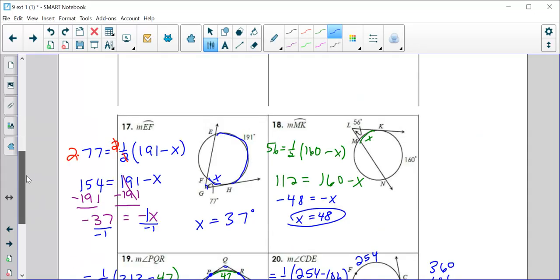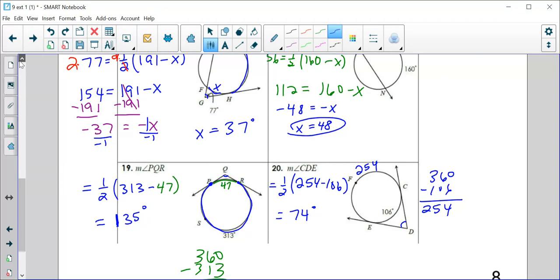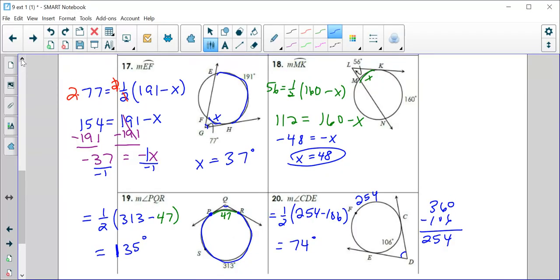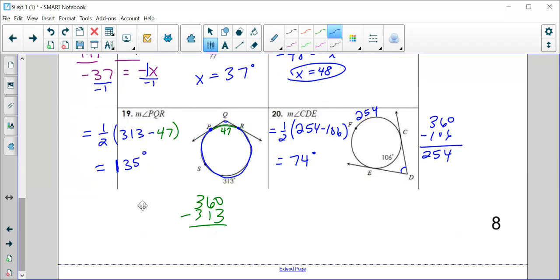And finally, number 18. 18 and 20, I guess 2 more. 18, we had to first find that missing arc. So we could go the angle equals 1/2 the big arc minus the small arc. Okay, so we end up getting 48 for that one. And then number 20, we can take half of, again, that one you had to subtract from 360 to see what the big arc is. So 360 minus 106 is 254. That is the big arc.